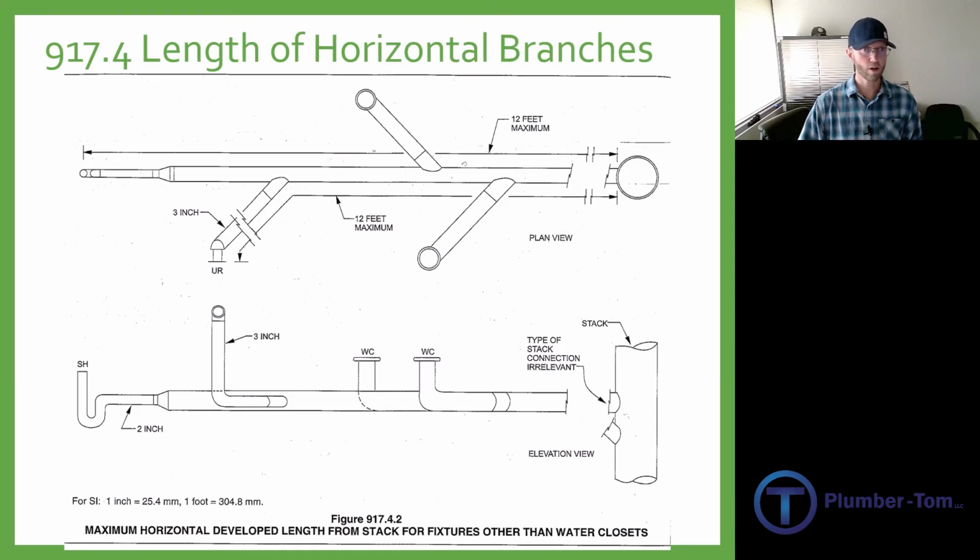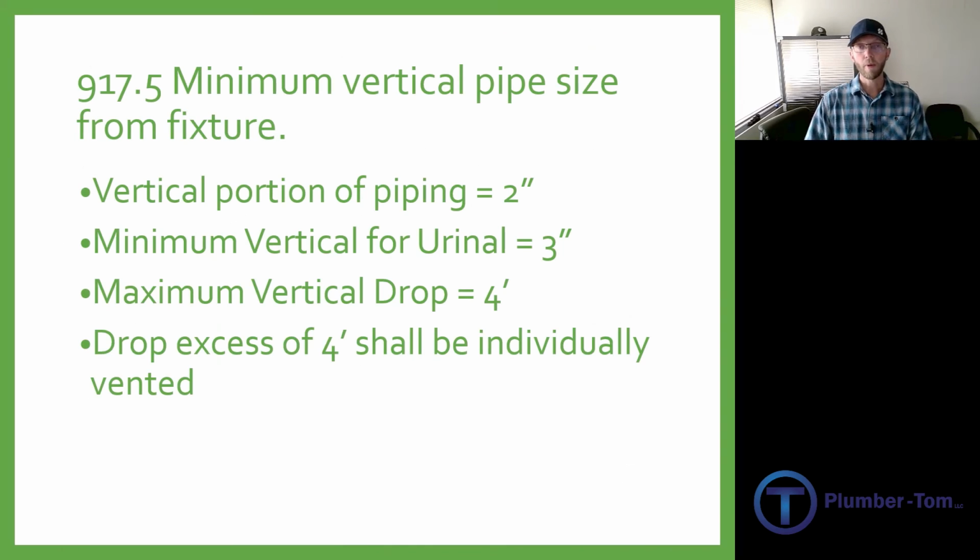If you get into a larger size pipe, then you can branch a little farther with these horizontal branches. You can see in this diagram you can go up to 12 feet maximum with those branches. The smallest vertical portion branching up off of a horizontal branch like that is 2 inch. If the pipe is to serve a urinal, it has to have a 3-inch vertical coming off, and the maximum height for any of those verticals is 4 feet. If we have to raise any higher than 4 feet, it would require a separate vent.